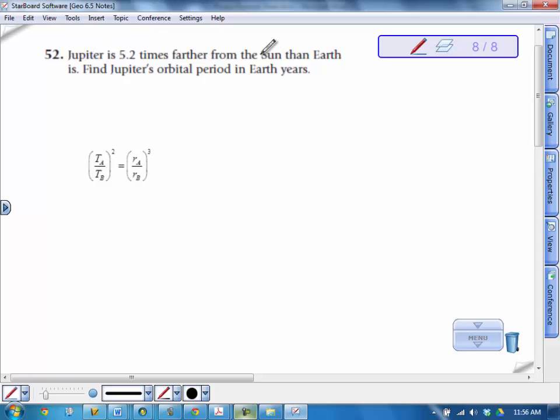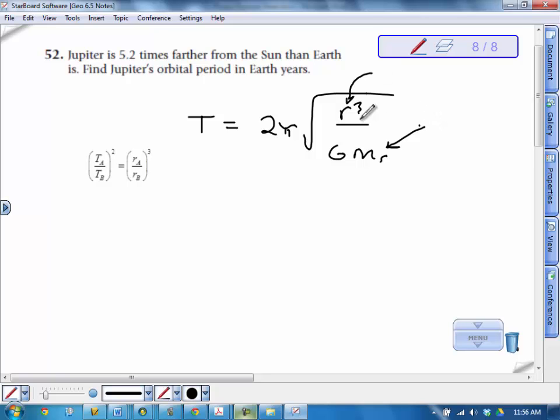All right, so 52 is now from chapter 7. It says that Jupiter is 5.2 times further from the sun than Earth is. Find Jupiter's orbital period in Earth years. There's different ways to do this. You have a formula for period in your formula sheet, which is 2 pi times the square root of r cubed over g times the mass of the sun. This way will work. You can actually get the value for the mass of the sun on page 173 of your book, and you can get the average orbital radius from Jupiter to the sun on that same table.